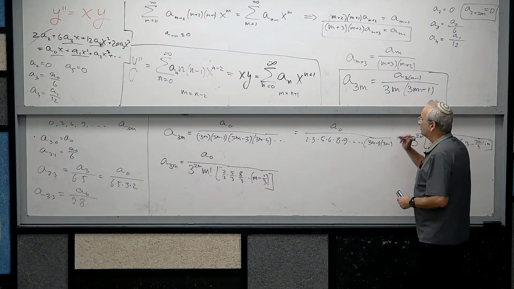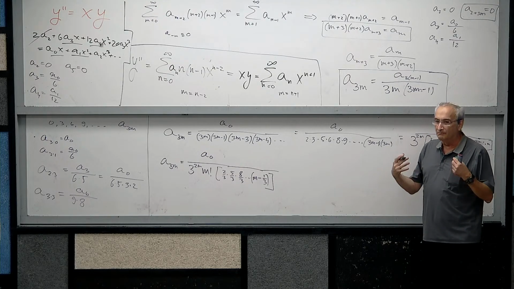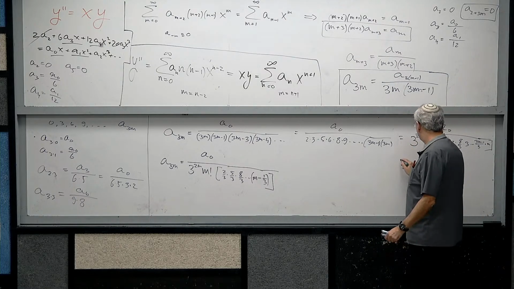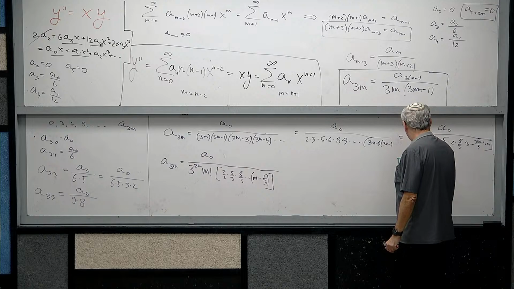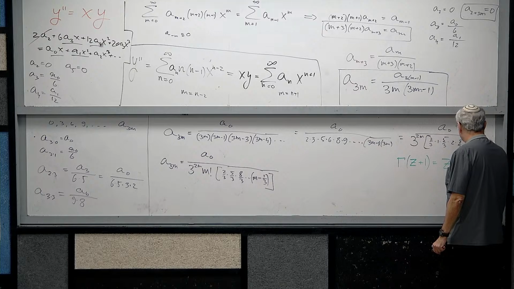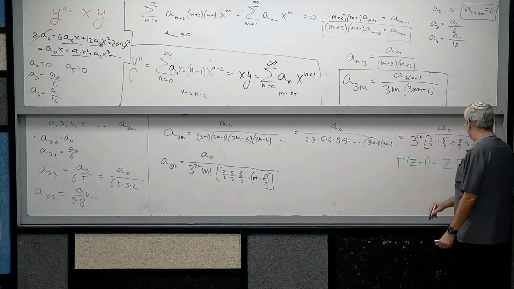To do that, I have to remind you of a function that we are going to use many times: the gamma function. So, what do you know about the gamma function? One important feature of the gamma function is that gamma of z plus 1 is equal to z gamma of z. Do you remember which course taught you that? Mathematics 3. Okay, very good.